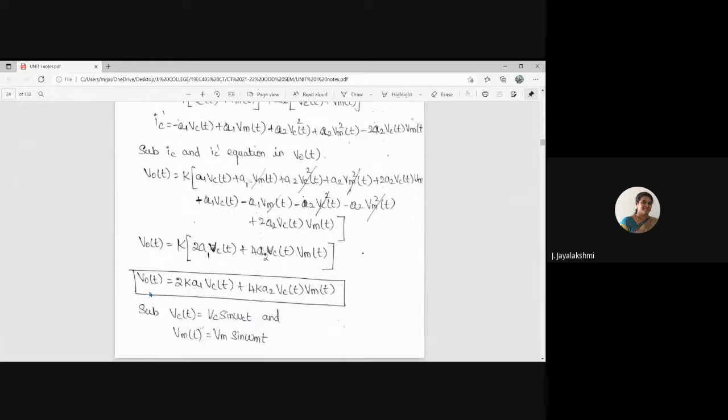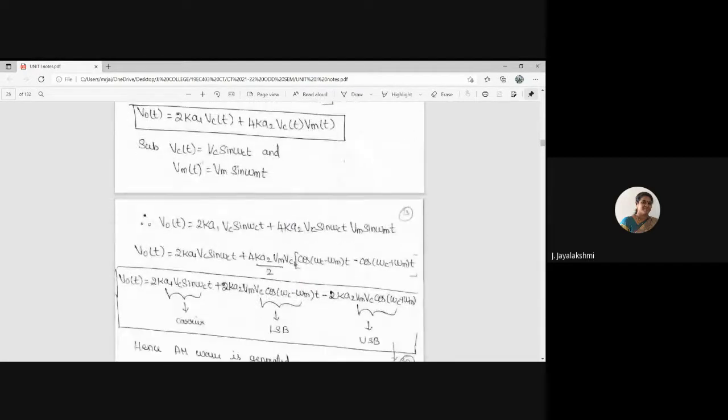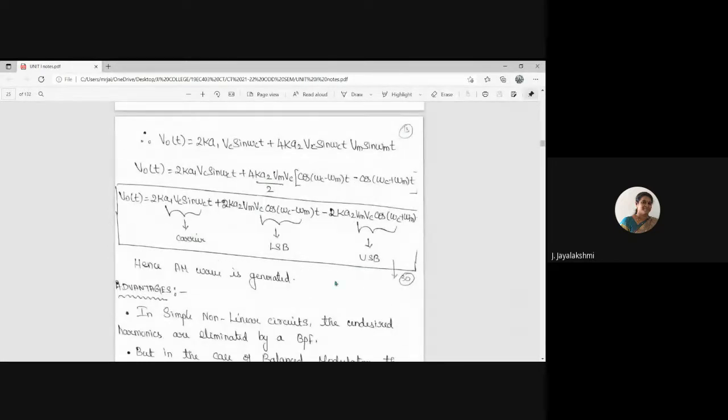Similarly, this is how you will get the output voltage. After subtracting, substituting, and cancelling the common terms, this will be the resultant output. So substituting for Vc and Vm in this equation, Vc is Vc sin omega ct and Vm is Vm sin omega mt. Substitute, simplify as usual, and make use of the trigonometric identity: sin A sin B is cos(A minus B) minus cos(A plus B) by 2. This will be your lower sideband part, this will be the upper sideband part, and this is going to be the carrier component. So this is going to be your A and B.